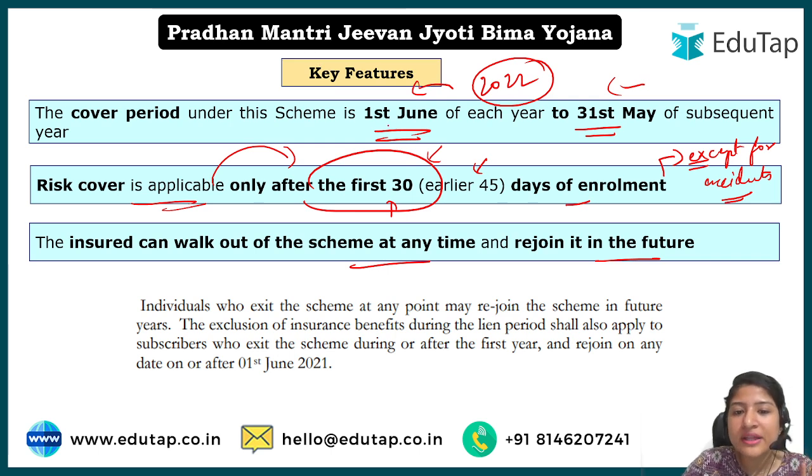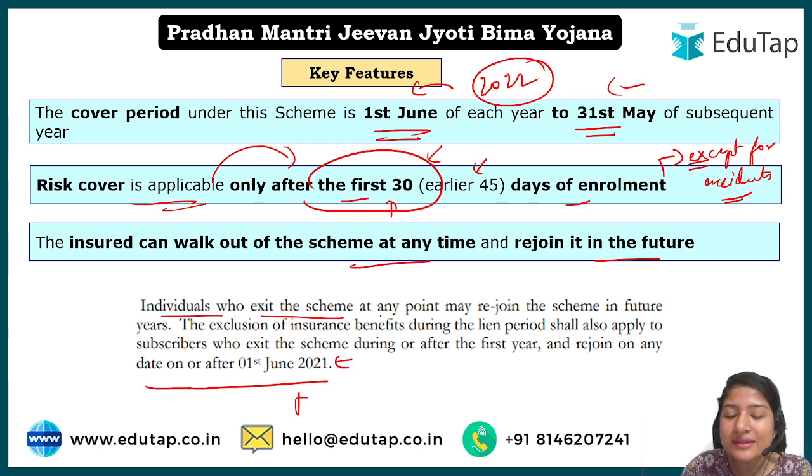See, we have understood that from 1st June 2022 there were changes in the premium, and also changes in the lean-in period, which is now 30 days, right? But this is applicable for the people who have joined on or after 1st June 2021. What does it mean? Let's understand.